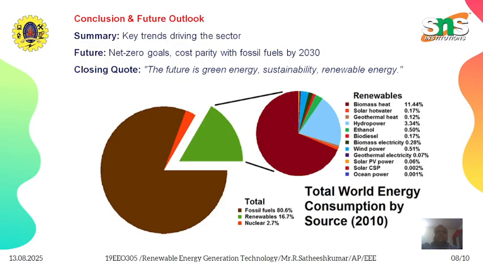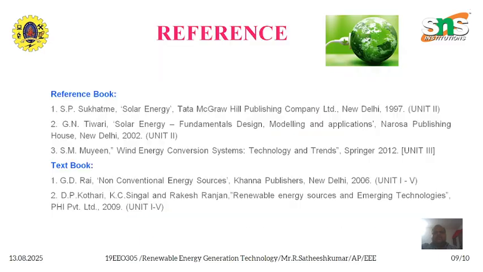So with that we close the discussion today. By 2030 the fossil fuels may not be available that abundantly. So we are at the verge of extinction of the fossil fuels. So we have to switch over to renewable energy so that only then can we manage the power demand.